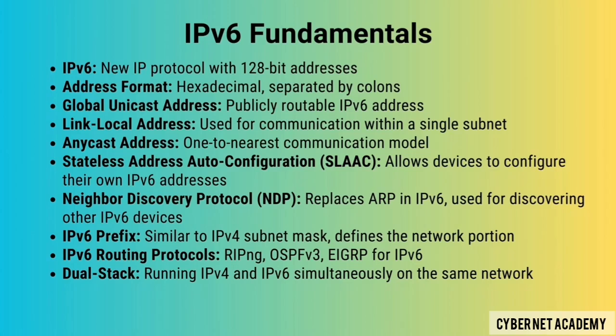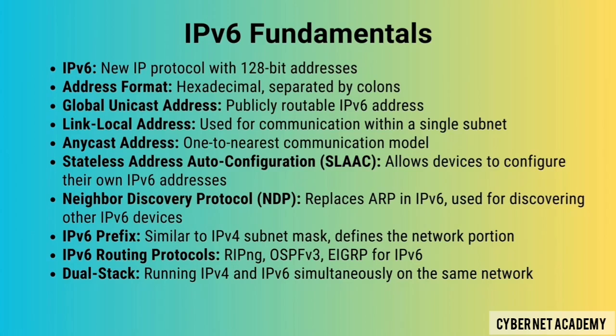Address types include global unicast, publicly routable, link local for communication within a single network segment, and anycast, one-to-nearest communication model. IPv6 introduces stateless address auto-configuration, SLAAC, allowing devices to configure their own IPv6 addresses without a DHCP server. The Neighbor Discovery Protocol (NDP) replaces ARP in IPv6, handling address resolution, router discovery, and network redirects.